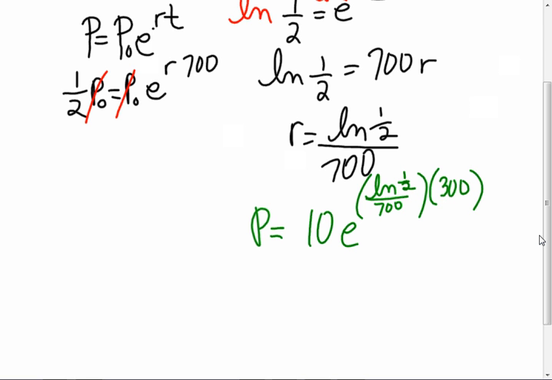The initial amount is 10. r, we just figured out, was this. And the t is how much will be left after 300 years. It's interesting because you still have some.